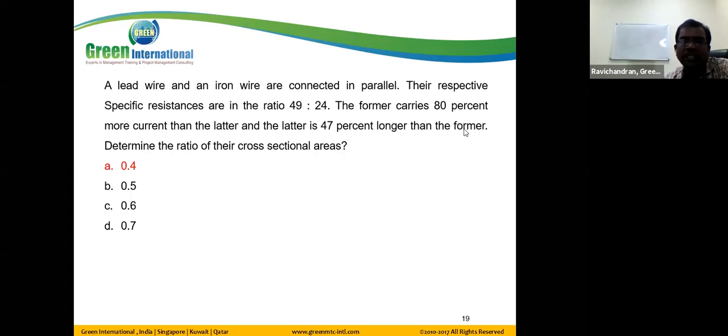From this question we understand these four things. Number one, two wires are connected in parallel combination. Number two, they provide the resistivity, the specific resistance. Specific resistance is another name for resistivity. Resistivity and specific resistance are the same quantity with the same unit. Third, current I is given, and length L is given. We need to find the cross-sectional area.